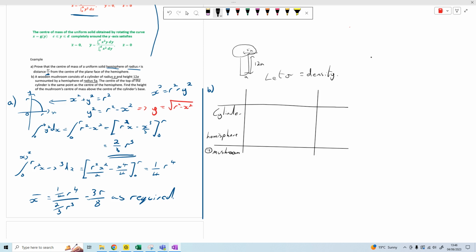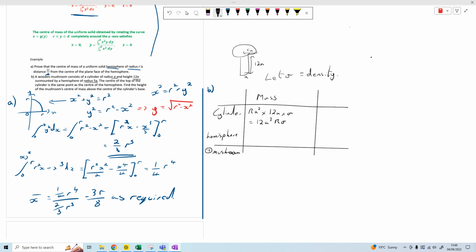Now the first one is going to be my mass. So this should be my volume times my density. So let's start with the cylinder first. I need the volume of this cylinder. So I'm going to have pi r squared, so pi a squared, times by 12a, times by sigma, which is going to come out as 12a cubed pi sigma. Quite a nice number.